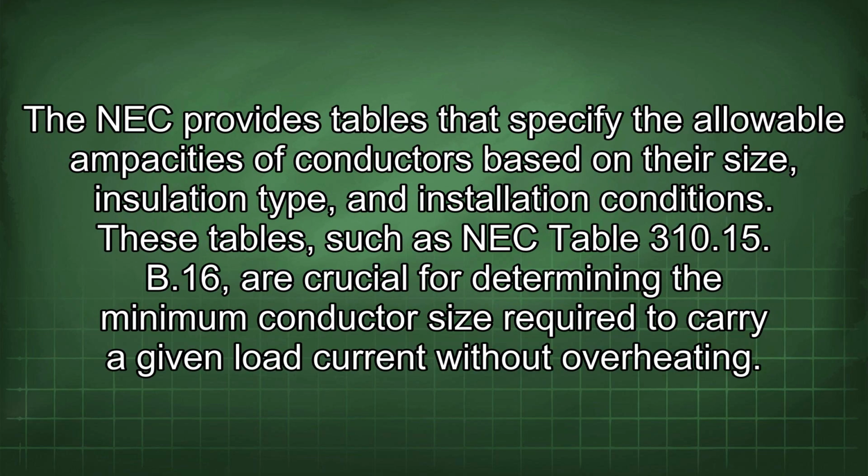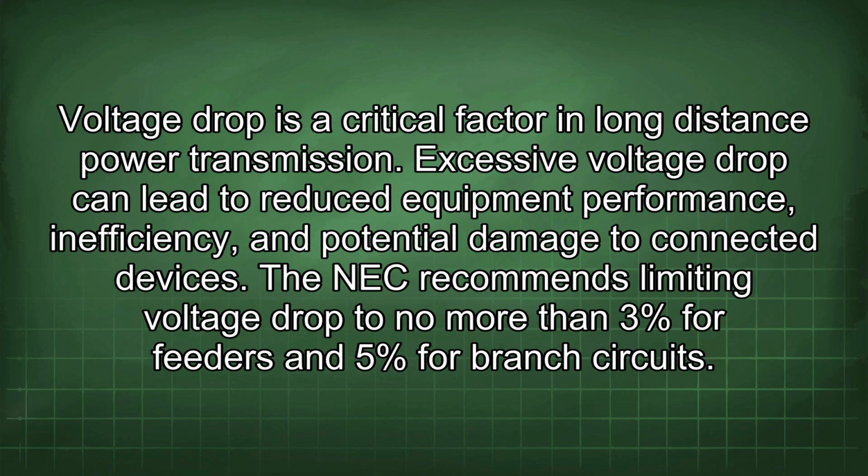The NEC provides tables that specify the allowable ampacities of conductors based on their size, insulation type, and installation conditions. These tables, such as NEC Table 310.15(B)(16), are crucial for determining the minimum conductor size required to carry a given load current without overheating. Voltage drop is a critical factor in long-distance power transmission. Excessive voltage drop can lead to reduced equipment performance, inefficiency, and potential damage to connected devices. The NEC recommends limiting voltage drop to no more than 3% for feeders and 5% for branch circuits.